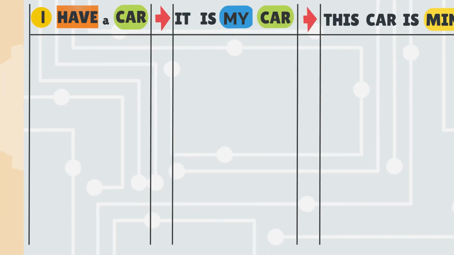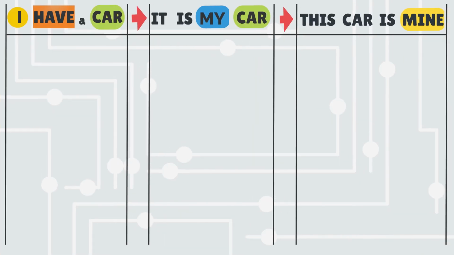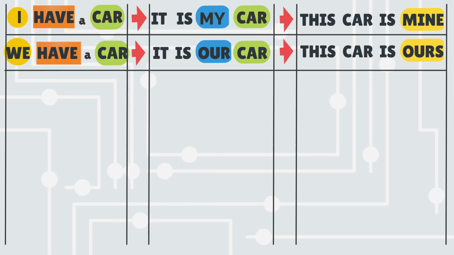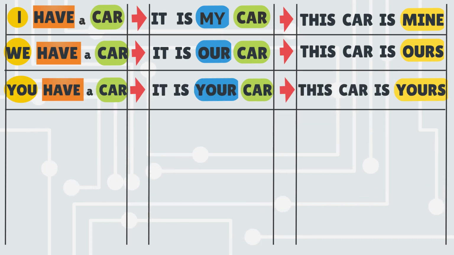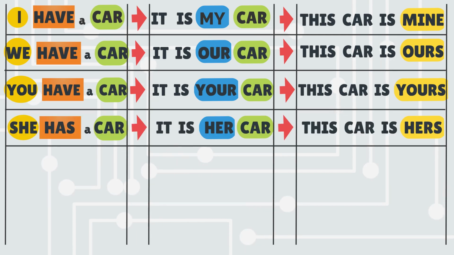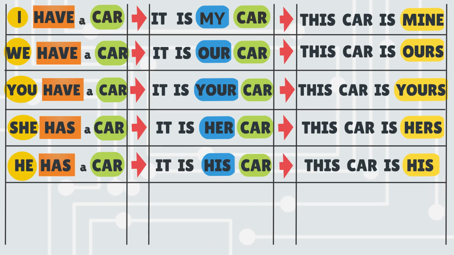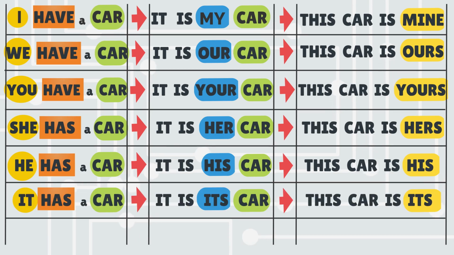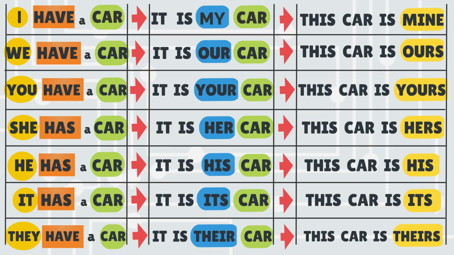Example: this car is mine. This car is ours. This car is yours. This car is hers. This car is his. This car is its. This car is theirs.